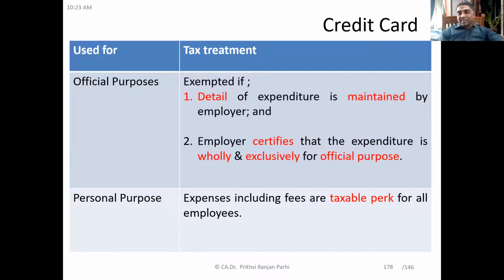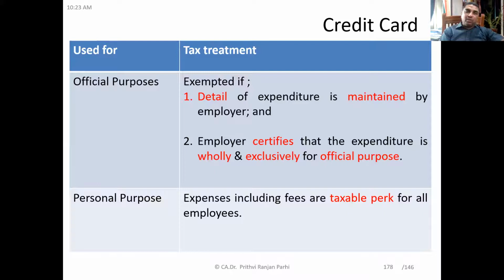Now, quickly let us cover one more perquisite. This is about credit card facilities. Sometimes employers give credit cards to the employees for their use. You have to see the purpose for which it is used.